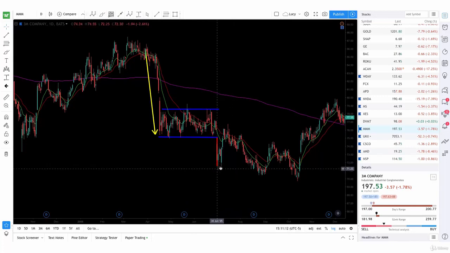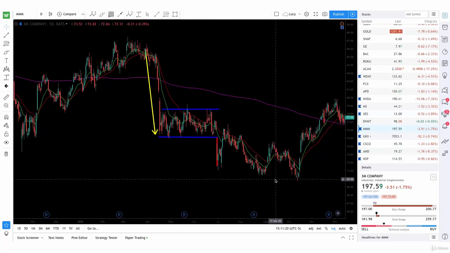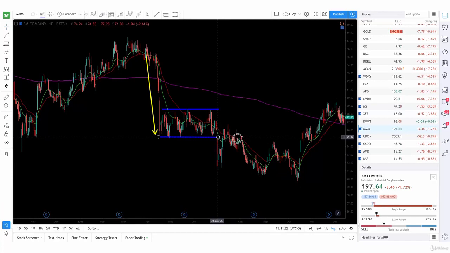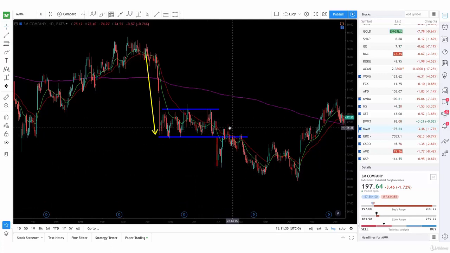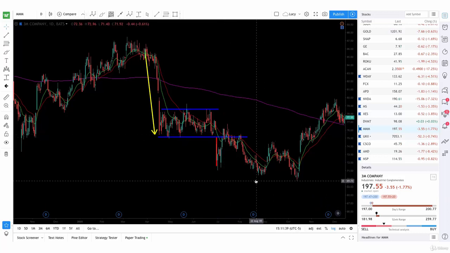See how it touched right there and then it bounced back up? Now, it actually went right back into this box. Okay, but then it just came all the way back down again. So you just want to make sure, you want to be careful with that. And that's why you want to have that take profit target. So you could actually take that. Otherwise, it might actually break and go back in the box. But most of the time it doesn't. It will actually retest it and then keep going down.